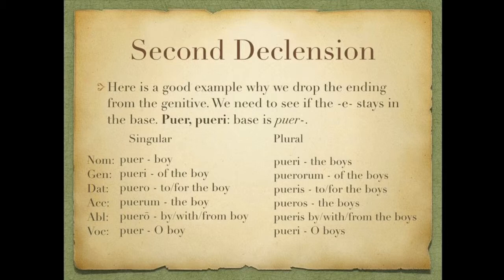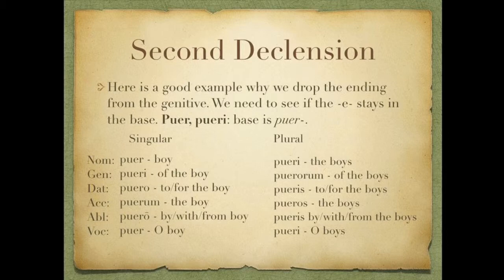So nominative singular, puer, boy. Genitive singular, pueri, of the boy. Dative singular, puero, to or for the boy. Accusative singular, puerum, the boy. Ablative singular, puero, by, with, or from the boy. And vocative singular, puer, oh boy.